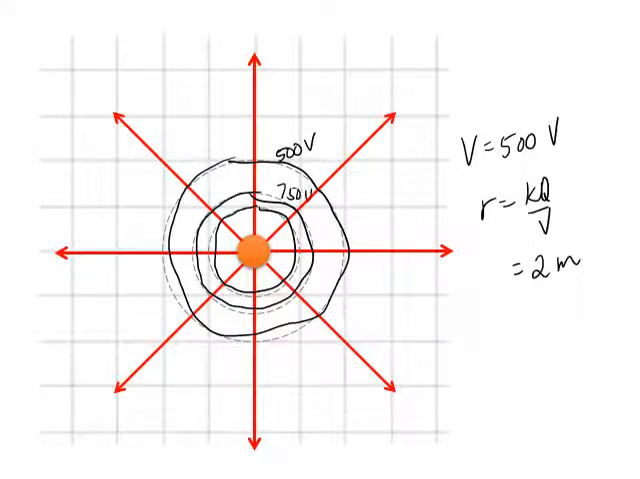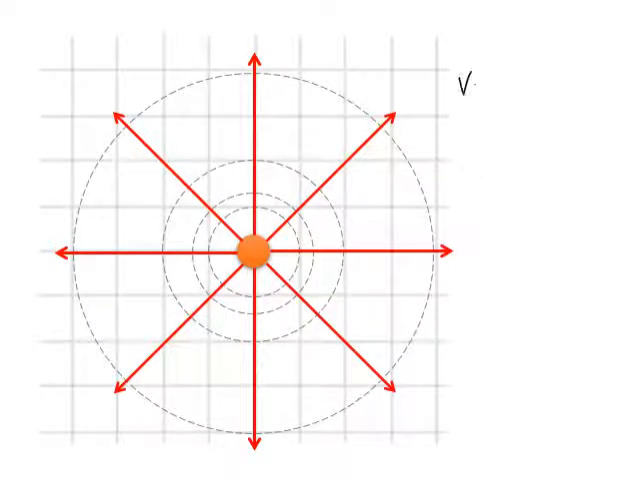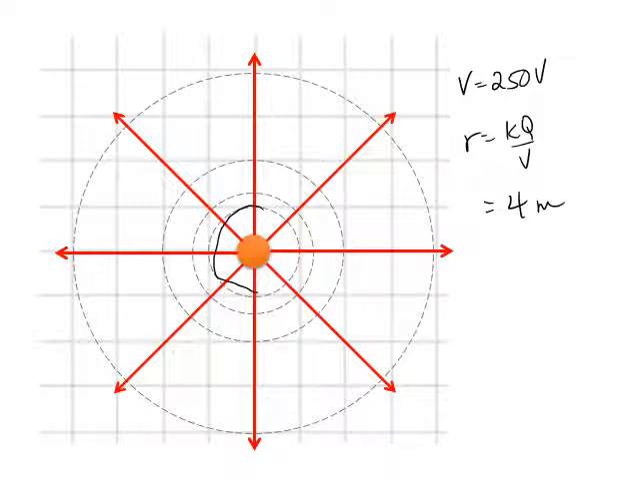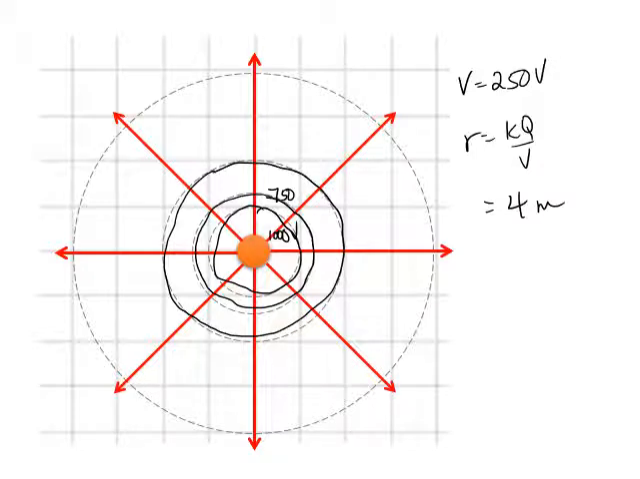Another thing about equipotential lines is that they're all equally spaced in potential. I'm spacing mine by 250. My next and last line I will do will be 250 volts. So for this one, my V is 250, my R is KQ over V equals about 4 meters. Yes, I did pick my numbers on purpose so it would be easy to draw. So my first line was my 1,000 volt line, then I had my 750, then I had my 500, and then last I had my 250.